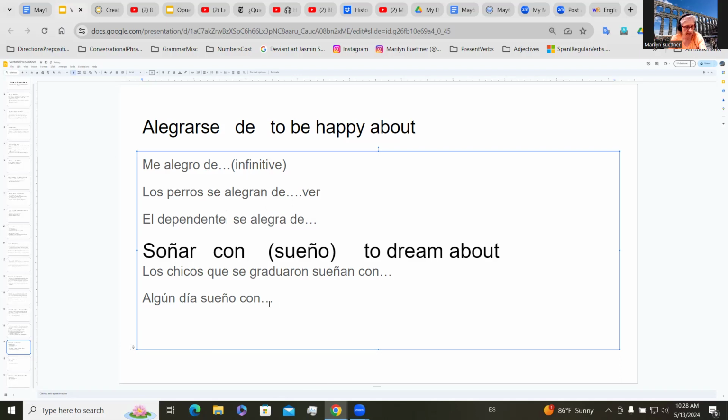El dependiente. Dependiente is a clerk. Somebody who works behind a desk, right? Somebody who helps you in a store. That's a dependiente. Se alegra de. It needs an I, IENTE at the end. Sí, perdón. Muchas gracias. Dependiente. Lo escribí mal. I wrote it badly. Sí, el dependiente se alegra de.